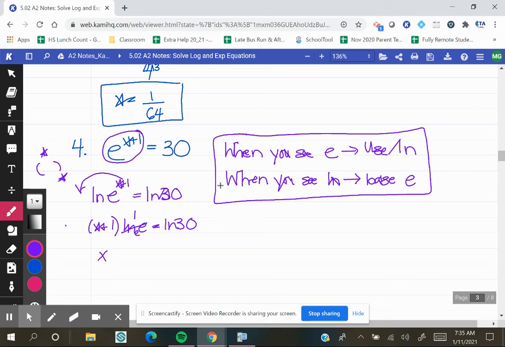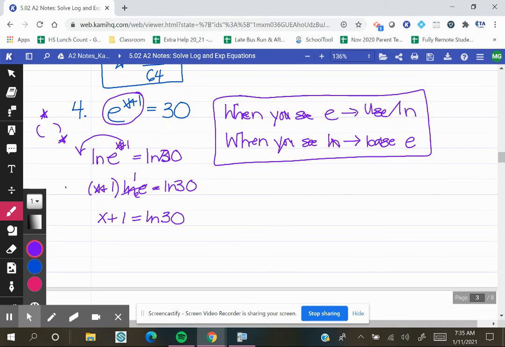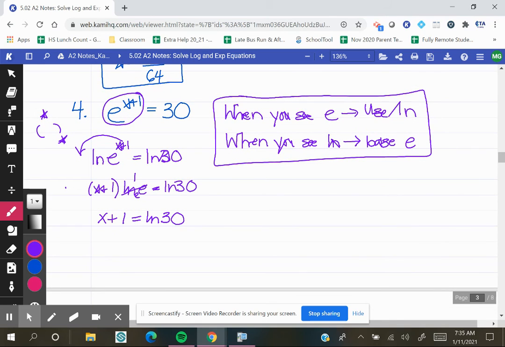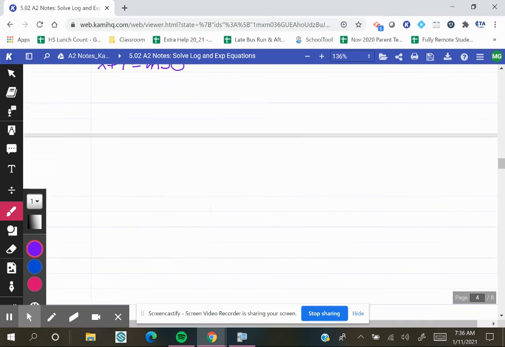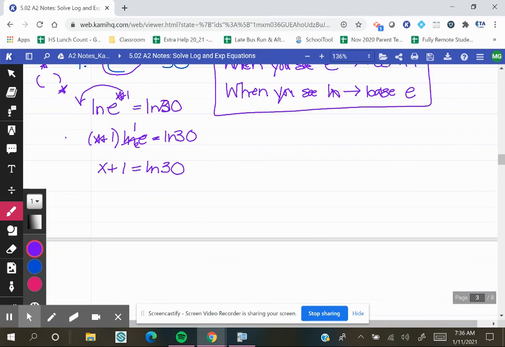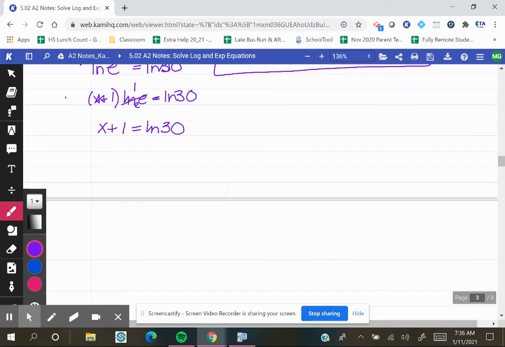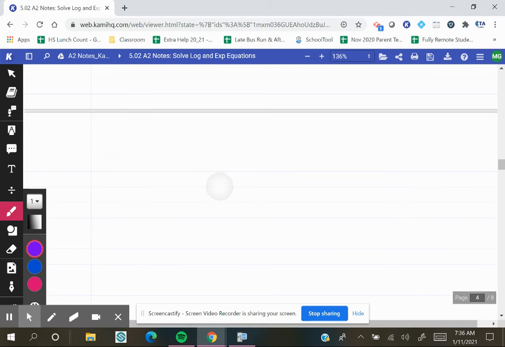So now I just have x plus 1 equals ln of 30. So now go to your calculator, type in ln of 30, subtract your 1, write out your whole decimal, and then round it to the nearest hundredth. So you should have gotten approximately 2.40, and you do want to include that 0 as a placeholder right there. So 2.40, and on your notes paper, I should see that entire decimal written out and rounded to the nearest hundredth.